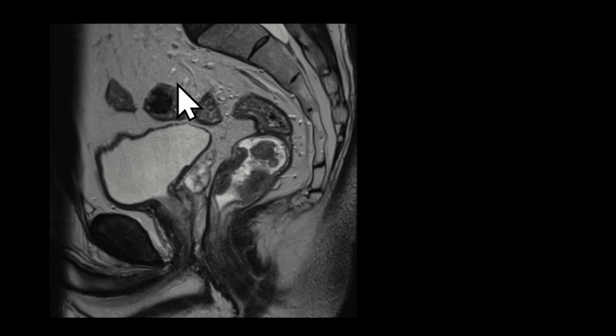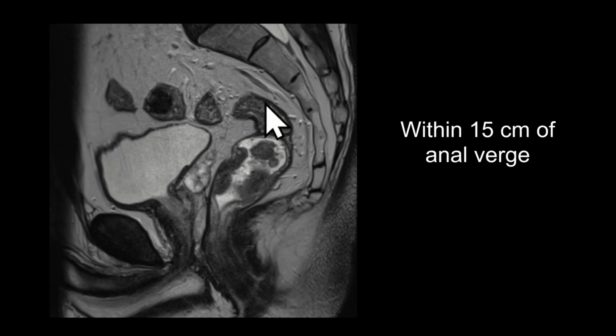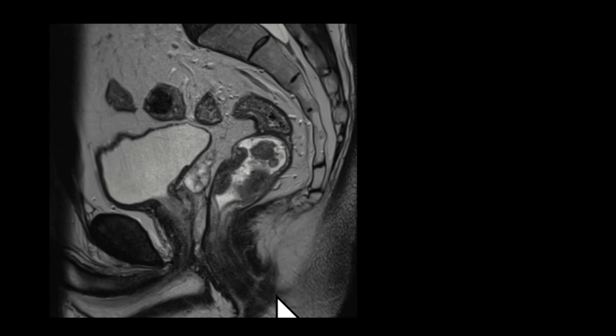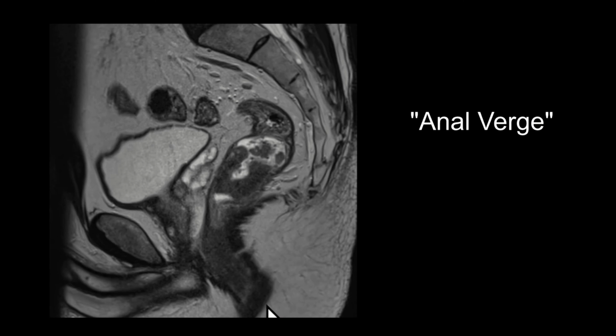But remember, different institutions may use different definitions, so it's important that radiologists, surgeons, and oncologists are on the same page. If you remember one thing for now, use within 15 centimeters from the anal verge as rectum. And we say from the anal verge, so what is the anal verge? The anal verge is the anal opening, aka the lower edge of the anal canal.